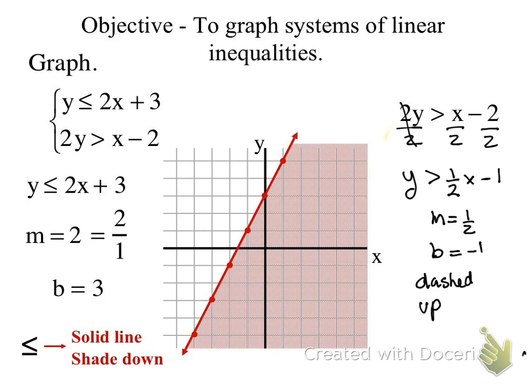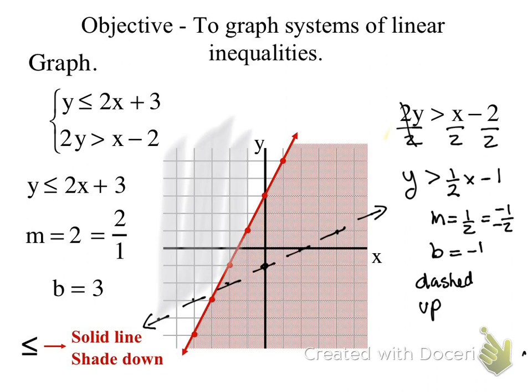So I'm starting at negative 1, and we are going up 1 over 2. Up 1 over 2. Down 1, I could do negative 1 over negative 2. And then you said it was going to be dashed, so I could just kind of do this. Now, we're shading up.